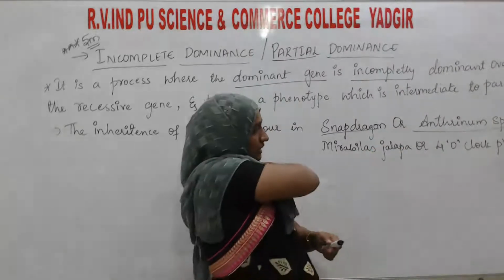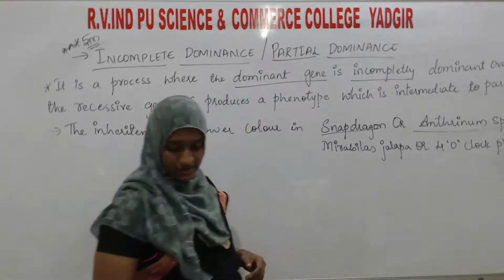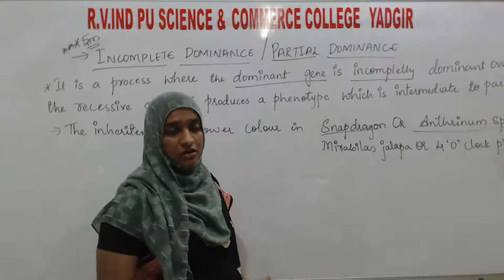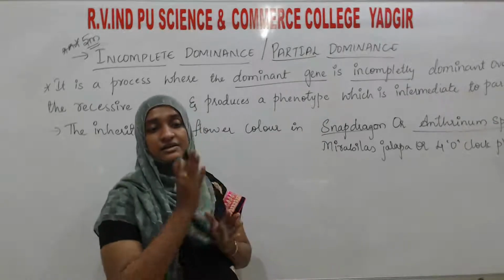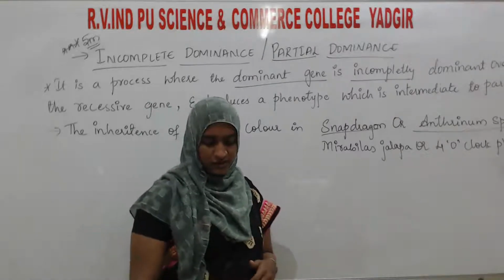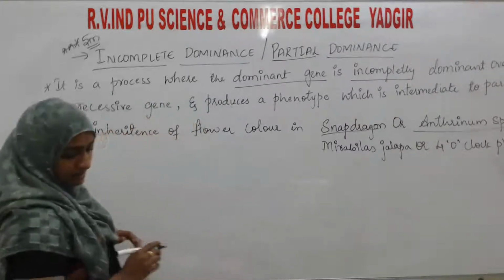So let's see about this plant. By taking snapdragon or Antirrhinum species, we will cross here and we will understand the incomplete dominance. So in a cross here, they had taken first parents.